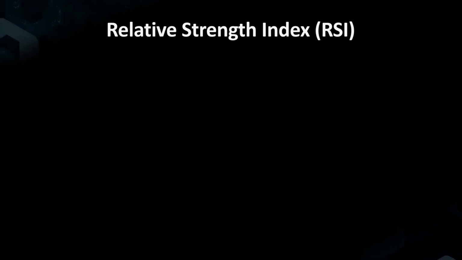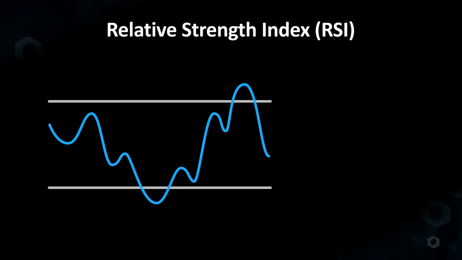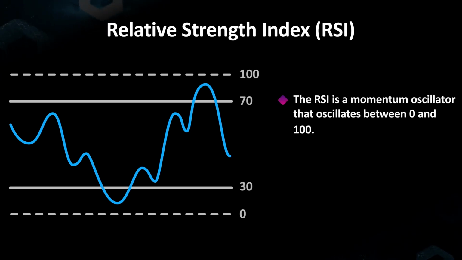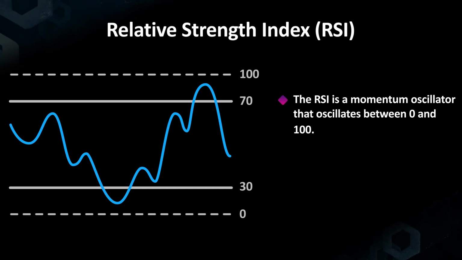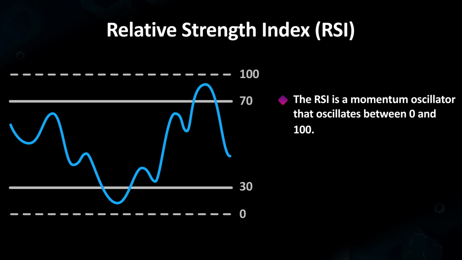Moving further, let's discuss our main subject, the RSI indicator. The RSI is a momentum oscillator that oscillates between 0 and 100. It compares the magnitude of recent gains to recent losses over a specified period and generates a value that reflects the strength or weakness of the price movement.